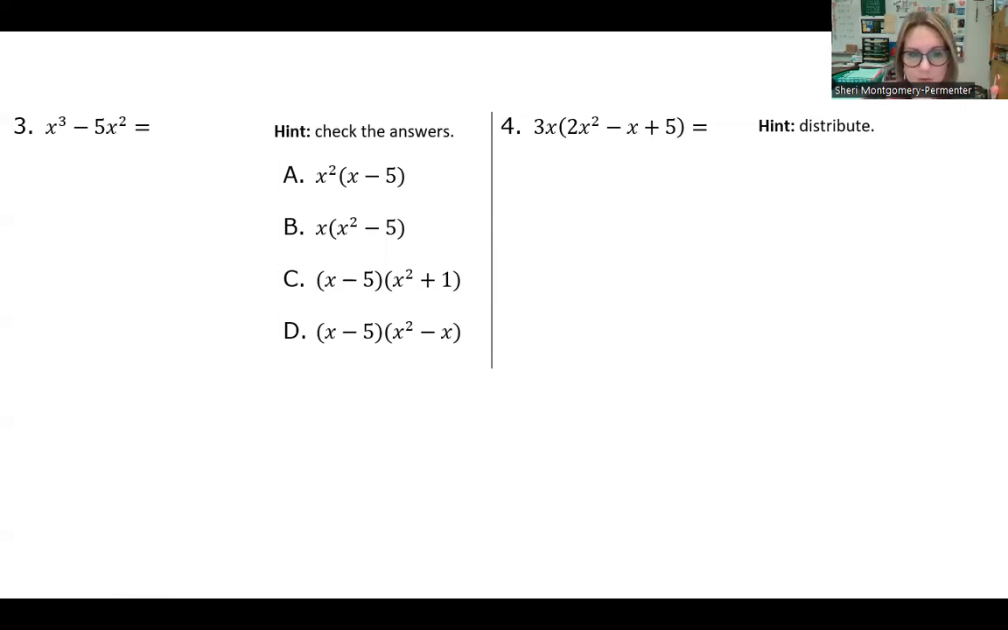So the first one, we could check this by distributing. If we distribute, we get x squared times x. So we have 2 x's and we're adding 1 more. So we get x to the 3rd. And then x squared minus 5 would be minus 5x squared. Oh, looky there. That is our answer, isn't it? Does it match? Yep. That's our answer.